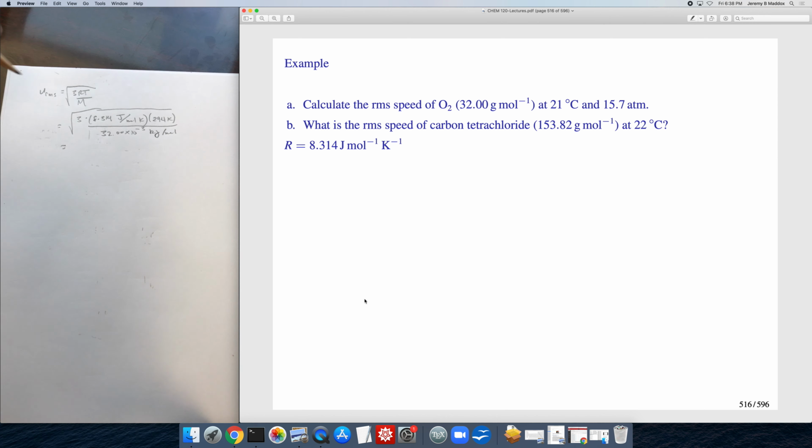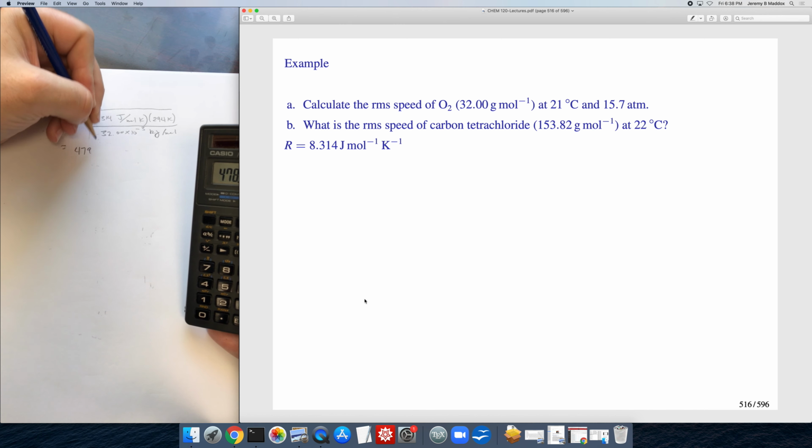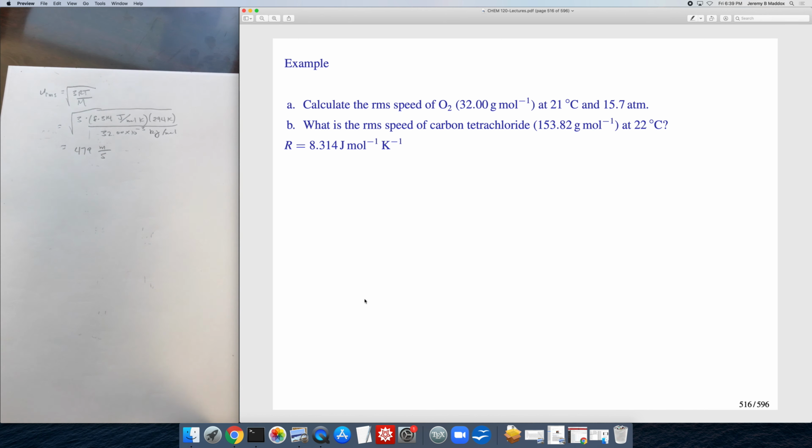If I've done that correctly, we're getting 479 meters per second. Just to give you a reference, how fast is that? That's about the speed of a bullet. Okay, gas molecules at room temperature are traveling as fast as a typical bullet would travel.